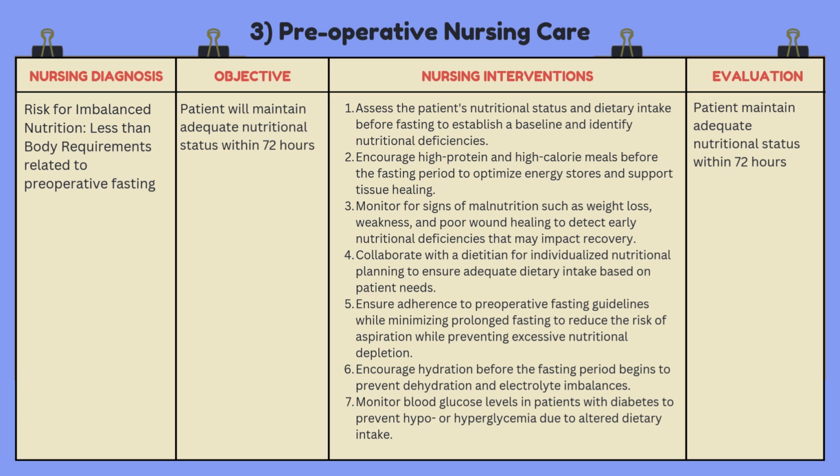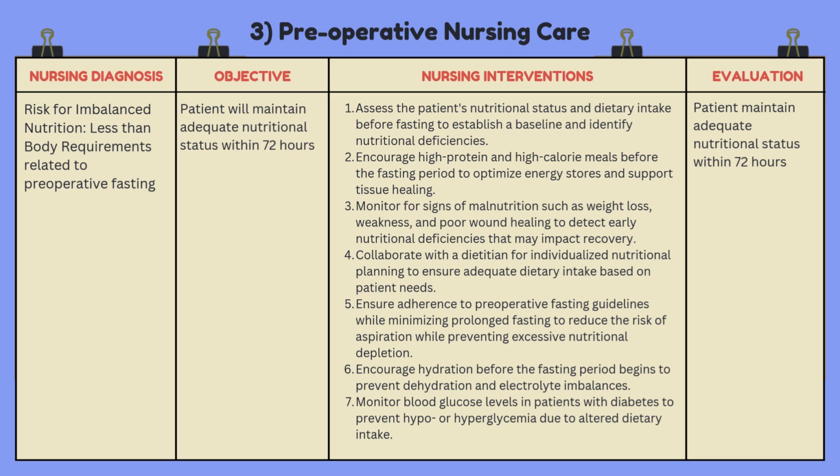First, assess the patient's nutritional status and dietary intake before fasting to establish a baseline and identify nutritional deficiencies. Besides that, monitor for signs of malnutrition such as weight loss, weakness, and poor wound healing to detect early nutritional deficiencies that may impact recovery. Moreover, collaborate with a dietitian for individualized nutritional planning to ensure adequate dietary intake based on patient needs.